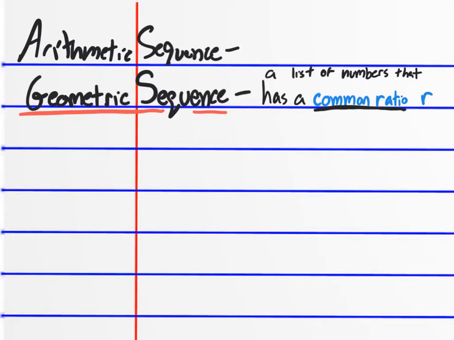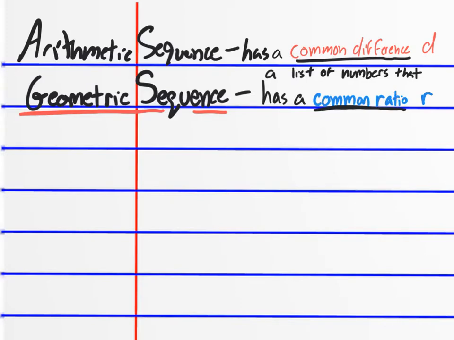Compared to an arithmetic sequence, which has a common difference, d. Now you're probably thinking, well, okay, I know what a common difference is, but what's a common ratio? Well, what is a ratio? What does the word ratio mean? Remember, a rational number?